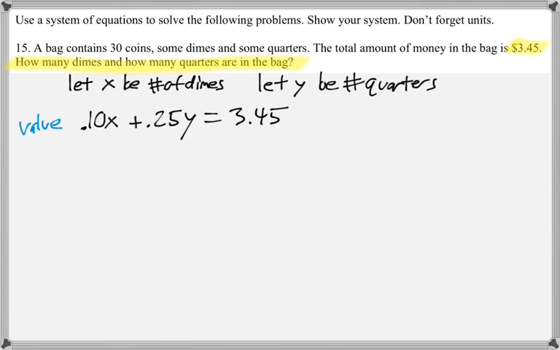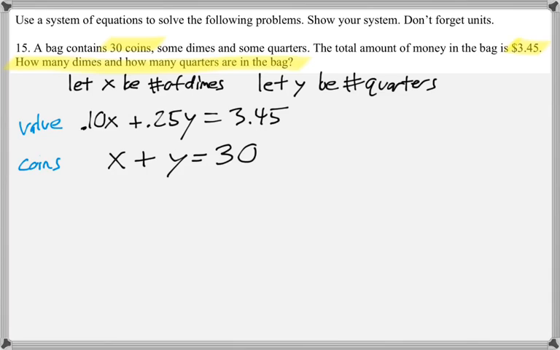And then we also have the number of coins. They tell us that this contains 30 coins. So I don't know how many dimes I have, and I don't know how many quarters I have because that's what they're asking. But I do know that if I add them together, they have to be equal to 30.